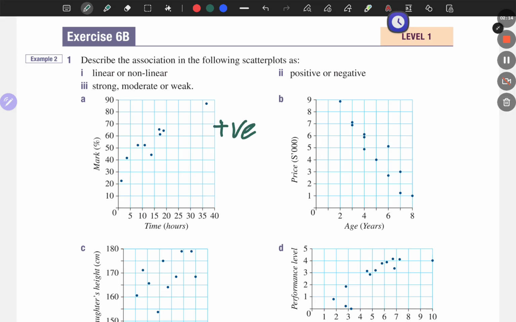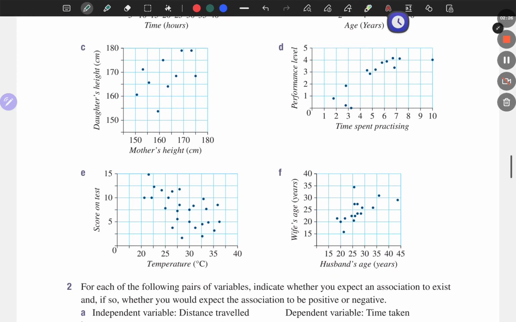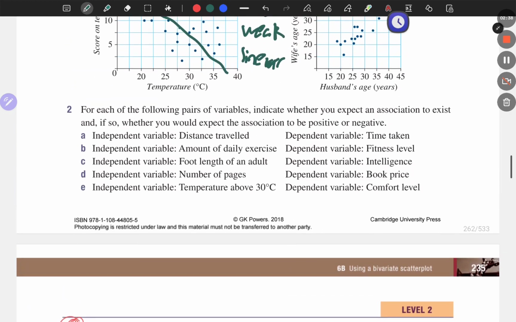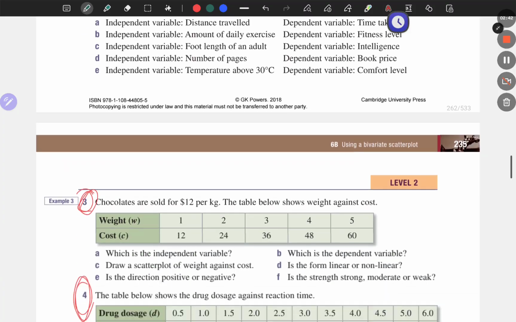So you always have to include all of these. Like when it says, what is the association? You have to say, is it positive or negative? Is it linear or non-linear? And what's the strength? So moderate and linear, right? We go to this one. This is negative, it's weak, and it's linear, right? For example, right? And then dependent and independent values was literally what we were saying before, right?